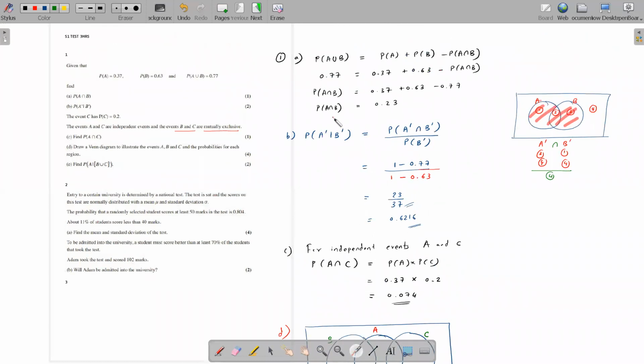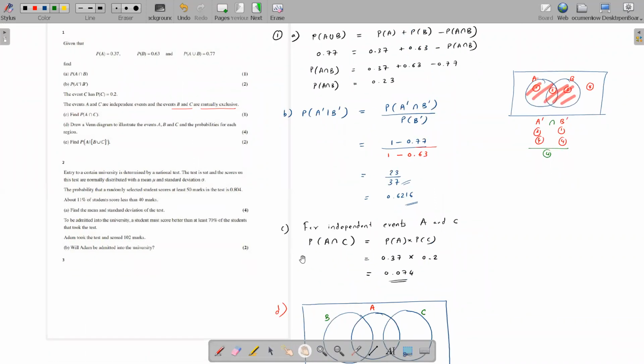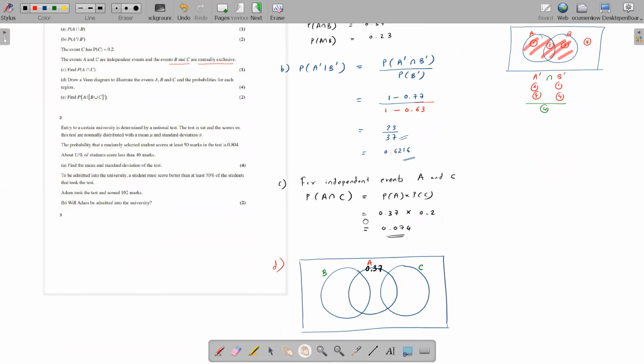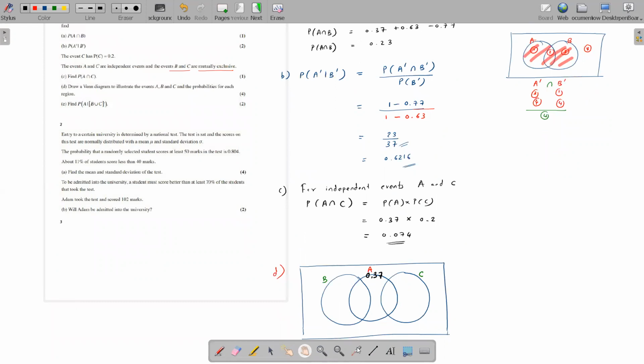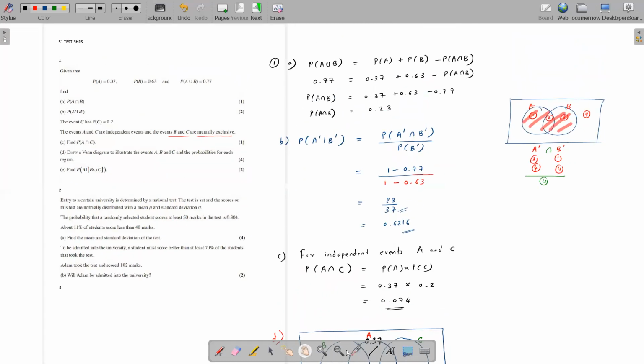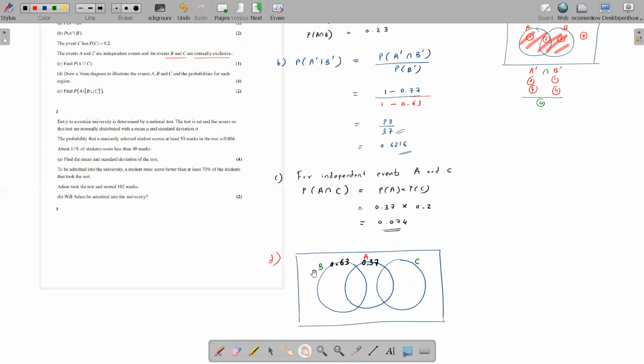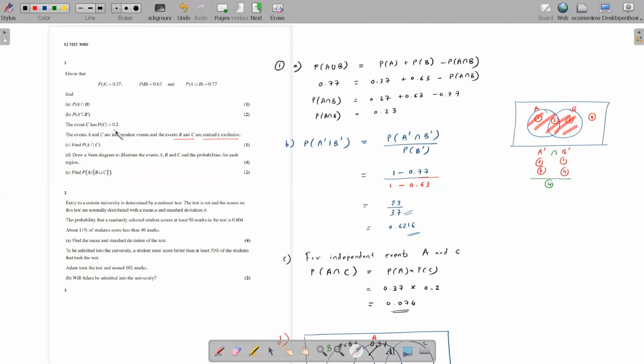A intersection B probability is known, 0.23. First, let's mark the big probabilities on top of the circles, the full values. Probability A is 0.37, so mark 0.37 on top of circle A, the total of the circle. Probability B: the entire circle B is 0.63, so mark 0.63 on top. Circle C is 0.2.